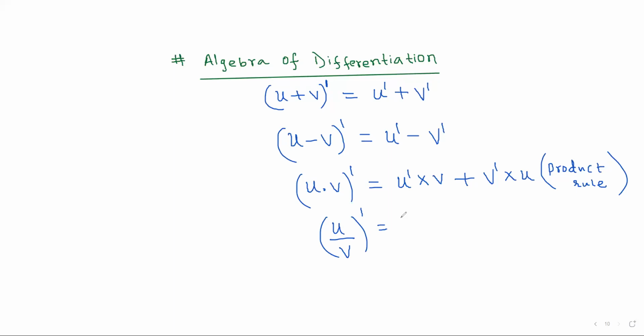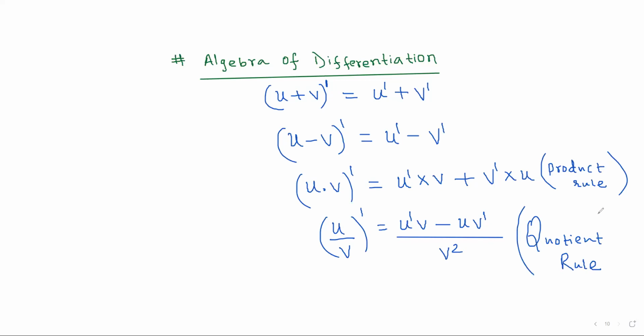Okay, so u upon v means what, beta? Simple thing, beta, u upon v. So what you can observe here? Simply, sir, u dash v minus u v dash, divided by v square. This is called the quotient rule.